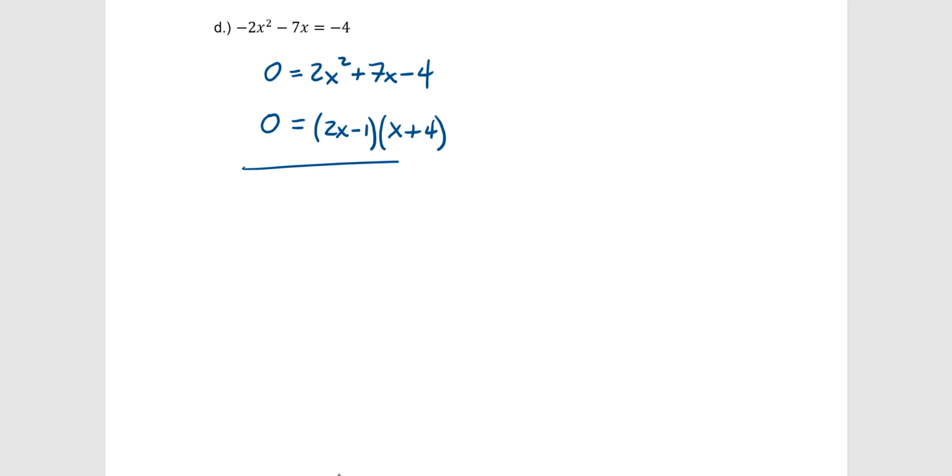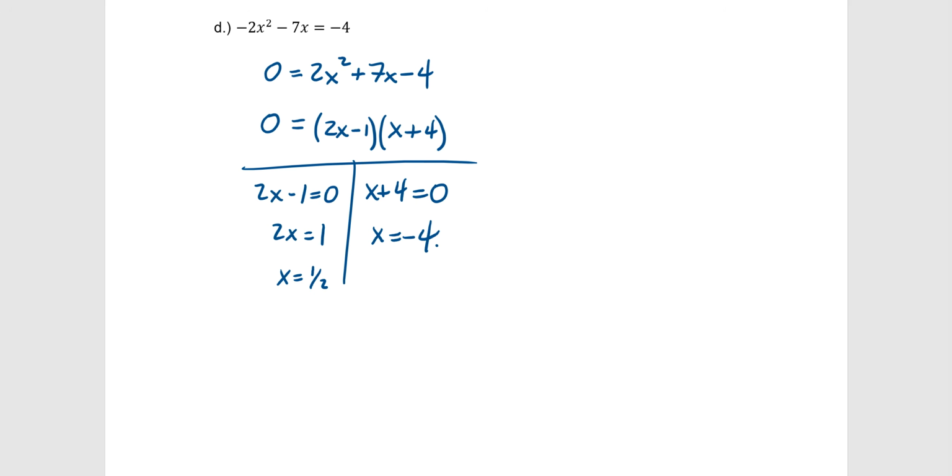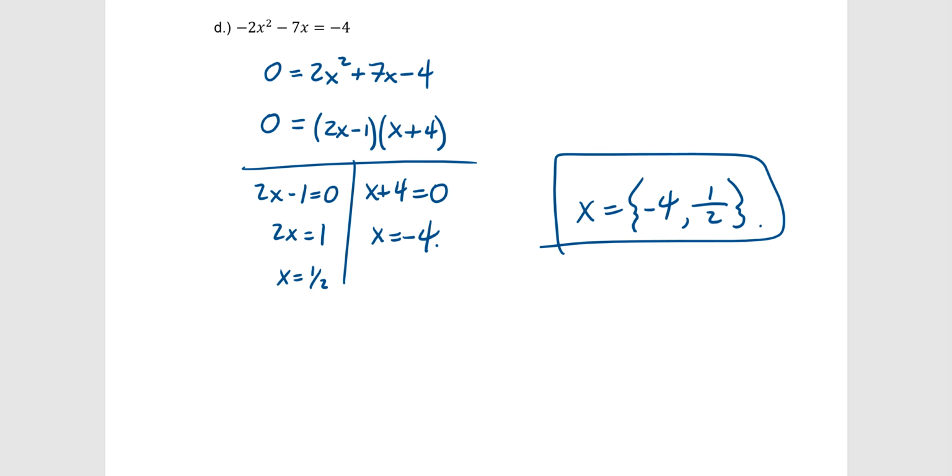So once we have this factored, we're going to set each one of those factors equal to 0. And it doesn't matter that 0 is here on the left. We could have rewritten it and made it on the right-hand side. It doesn't matter. So this is going to be each factor equal to 0. And on the left-hand side, we're going to add 1 and get 2x equals 1. Divide by 2 gives us x equals 1/2. And on the right, we're going to subtract 4 and get x equals negative 4. Okay, so we get our answers x equals negative 4 and x equals 1/2.